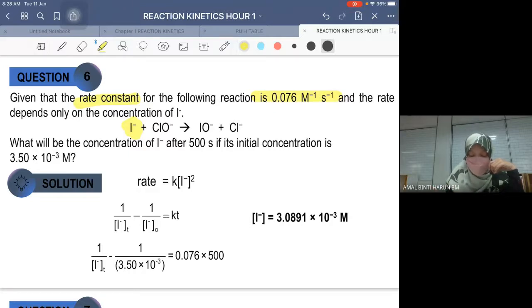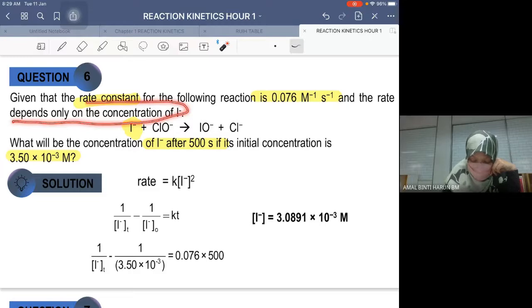What will be the concentration of I minus after 5 seconds? Its initial concentration, this one. So, first, bila kita nak cari concentration sebelum ke selepas sesuatu masa, kita kena tahu reaction ini order ke berapa. Okay. So, this reaction belongs to which order? So, look at apa indikator untuk kita tahu. Dia kata, depends only on the concentration of I minus.